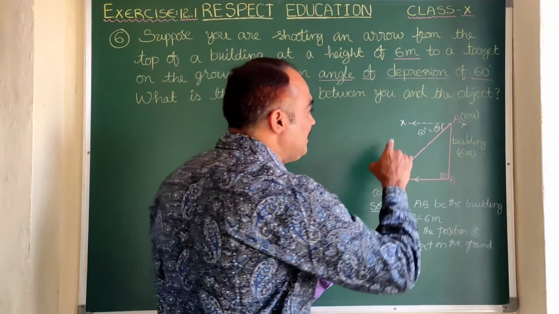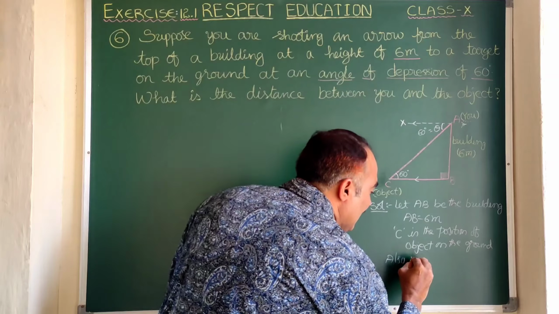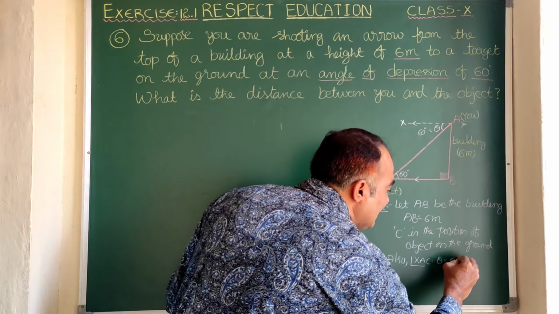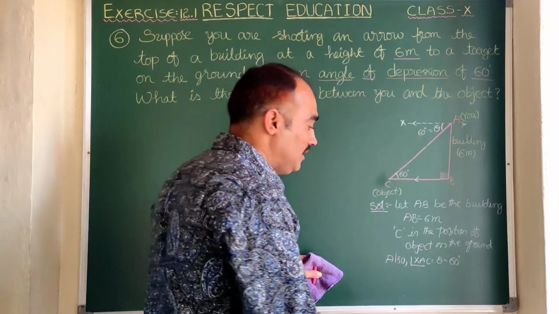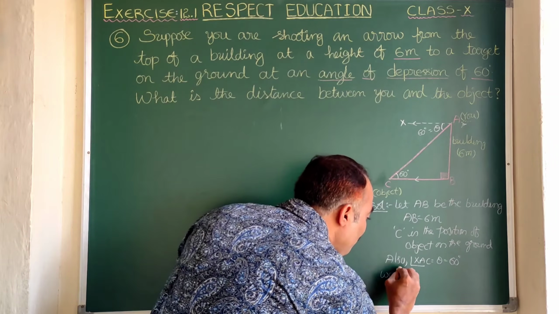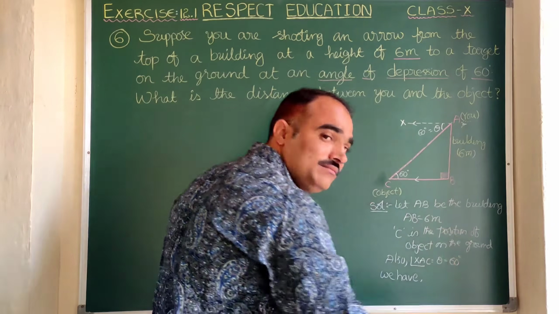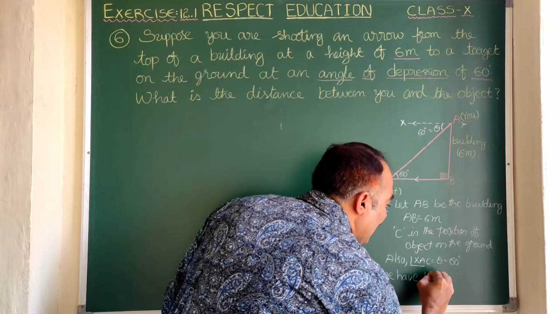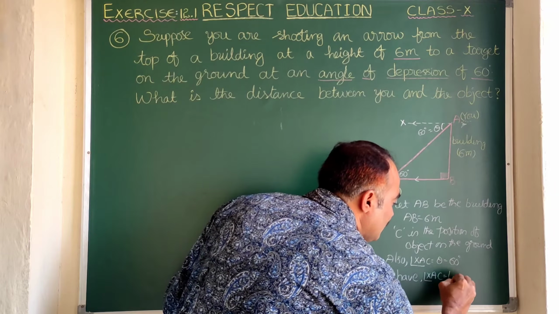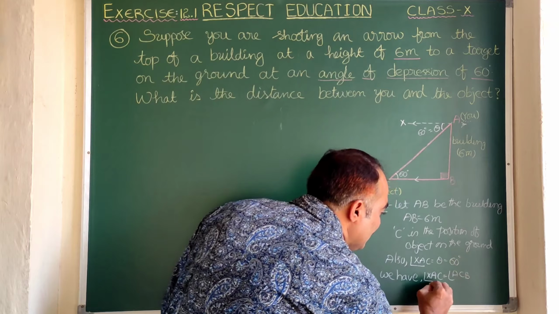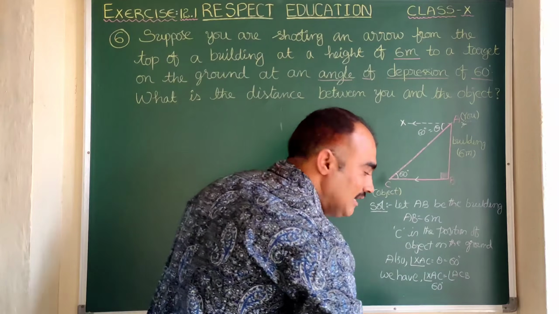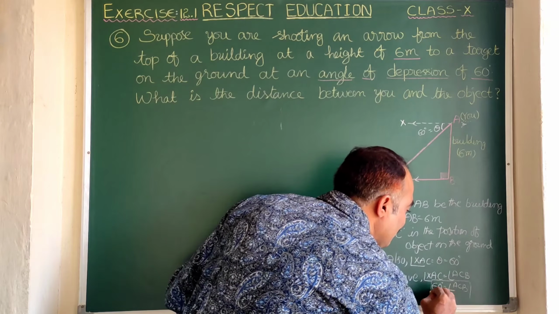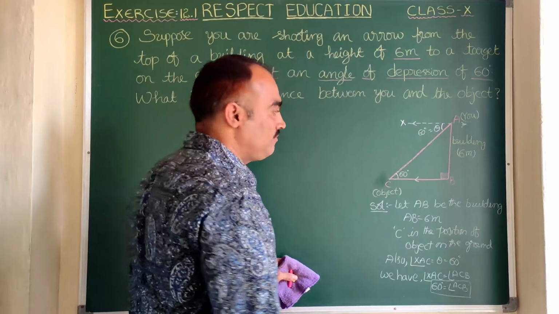And here given theta, also angle of depression, that is angle XAC. Angle XAC is given, that is 60 degrees. So we know that angle XAC is equal to angle ACB. Therefore, since it is 60 degrees, angle ACB is also 60 degrees. That means here we made angle of depression as angle of elevation.